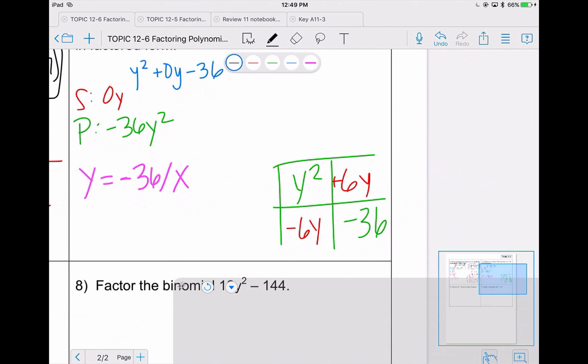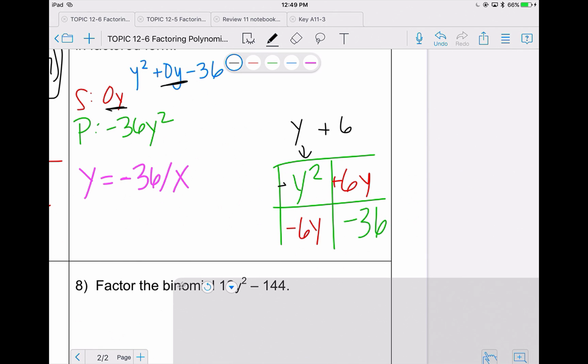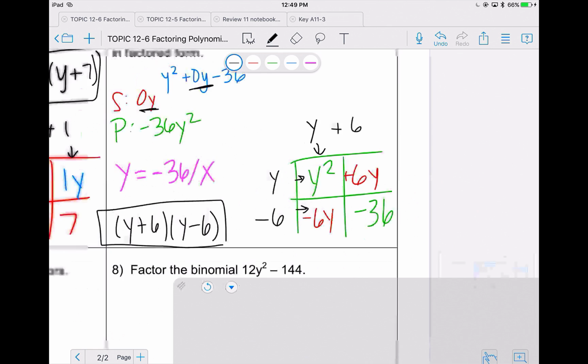So from here, I still find my GCFs. If you notice, this problem looks exactly the same as every problem. We just had to write in that 0y to help us see what our sum would be. So y squared and negative 6y share a y. 6y and negative 36 share a 6. Y squared and 6y share a y. Negative 6y and negative 36 share a negative y. So for this one, my factor is going to be y plus 6 and y minus 6.